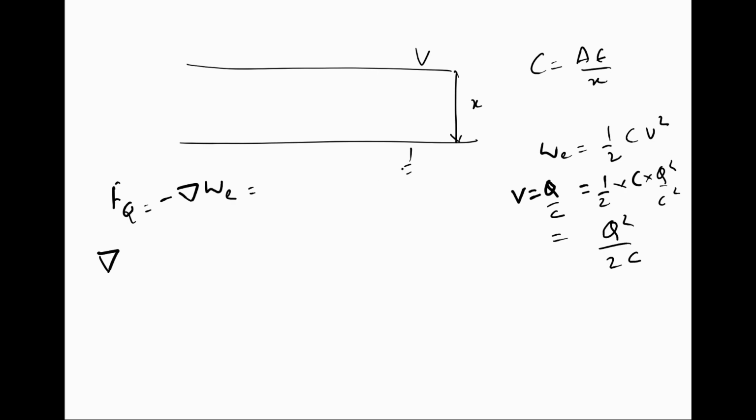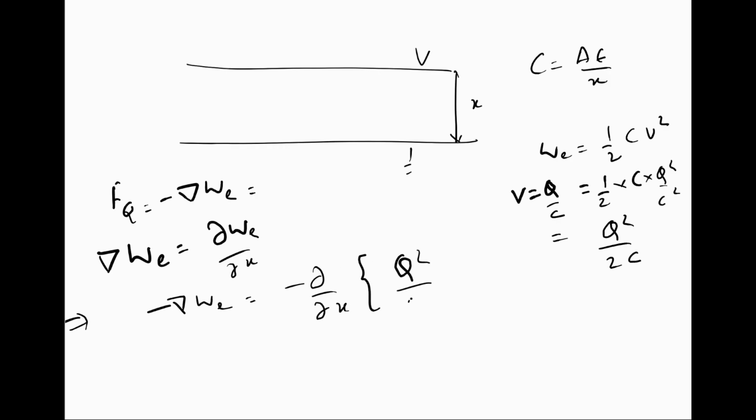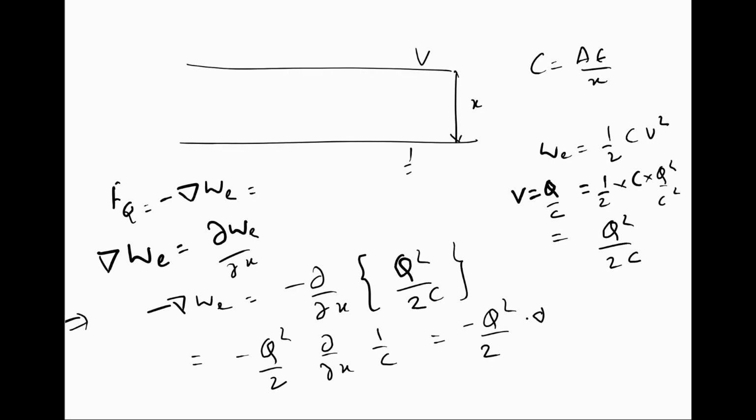Now we are assuming that displacement is only in the x direction. So delta WE is simply dou WE by dou x. So minus delta WE is minus dou by dou x of Q square by 2C, or minus Q square by 2 dou by dou x of 1 by C. 1 by C is x by A epsilon naught. So it is minus Q square by 2 A epsilon naught. So this is the force when charges are kept constant.